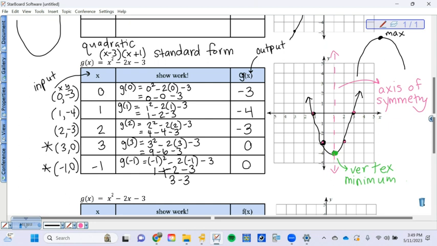F of 3 would be what? F of 0 would be 0, right? So it's just looking at, remember, the thing in parentheses is always the input, okay?